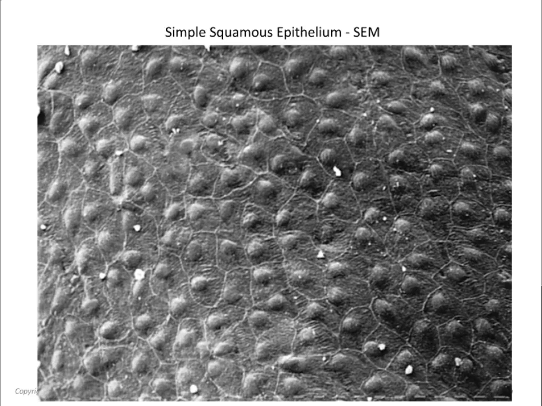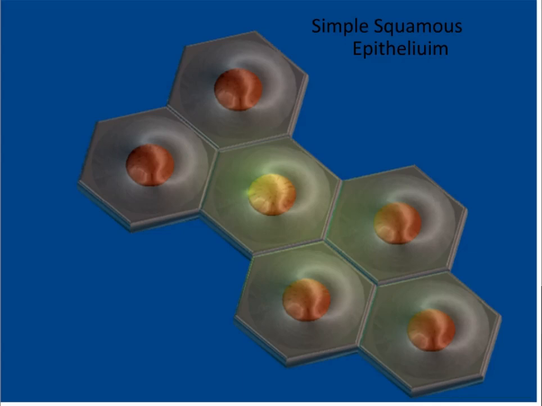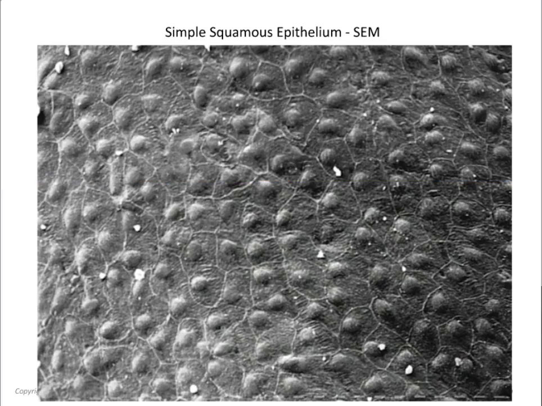Again we go back to the previous slide, and the diagrammatic presentation of simple squamous epithelium comes like this. Same arrangement of hexagons with bulging cytoplasm and nucleus, which you can verify with this scanning electron micrograph of squamous epithelium.